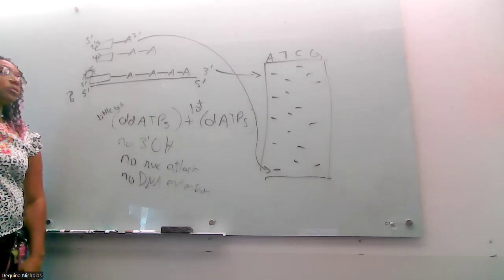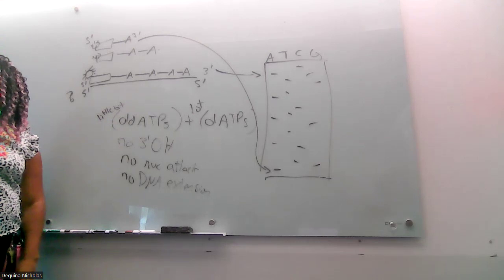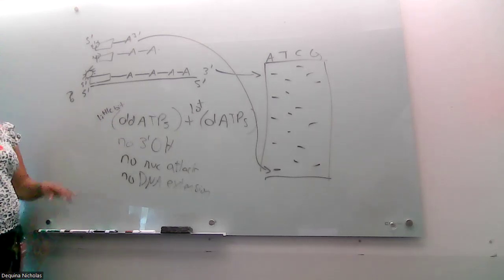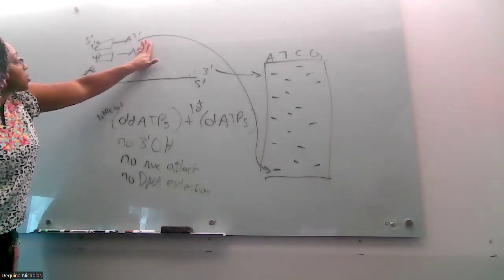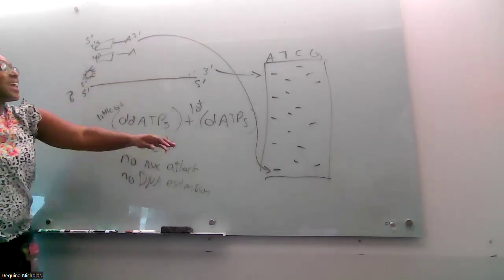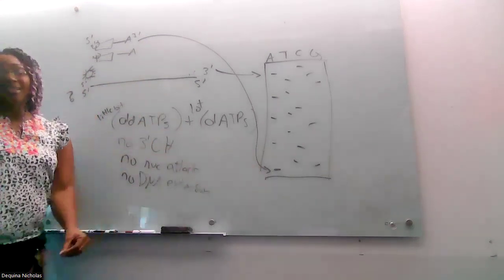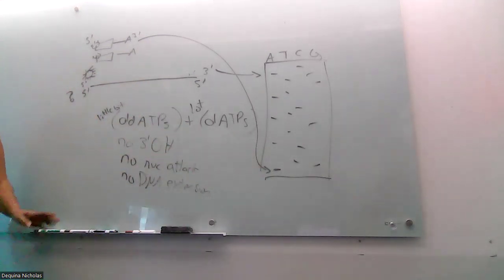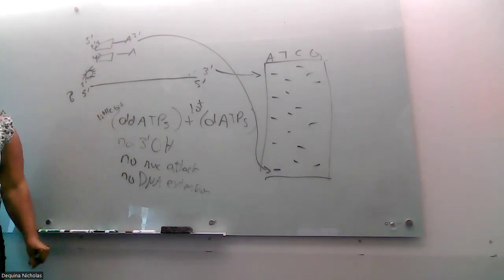And then say I were to ask you, what happens if I put too much ddNTPs? We get a whole bunch of these little short fragments, and then we wouldn't be able to get the sequence. That's what would happen. Say for example, I just forgot to add ddNTPs.